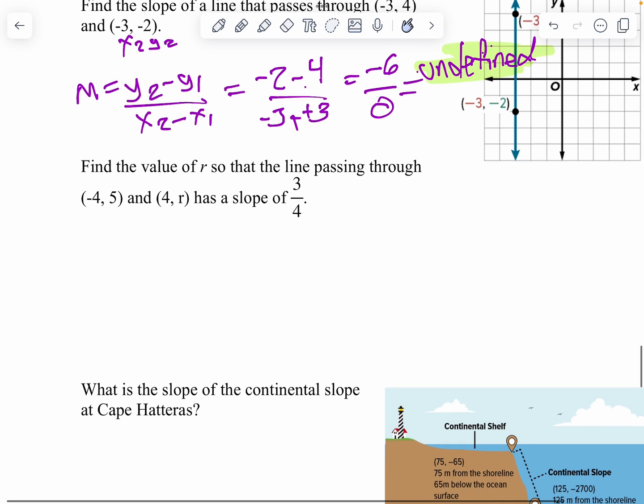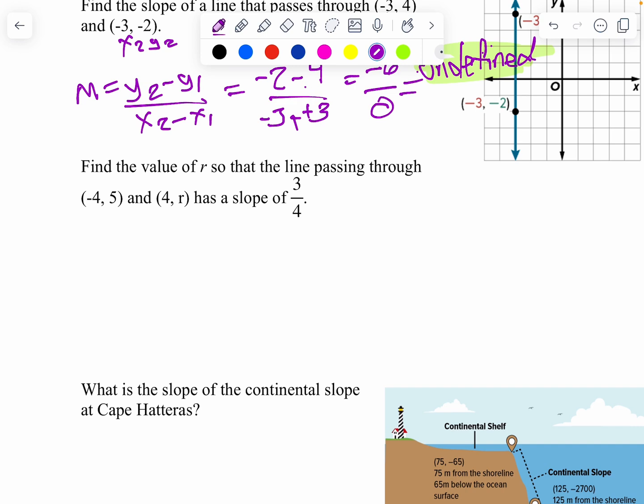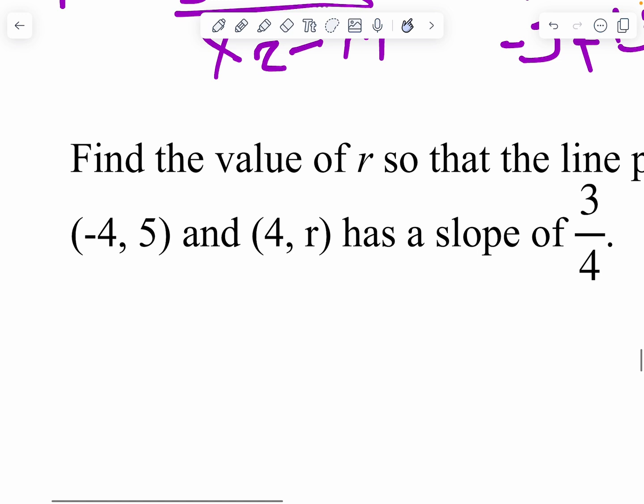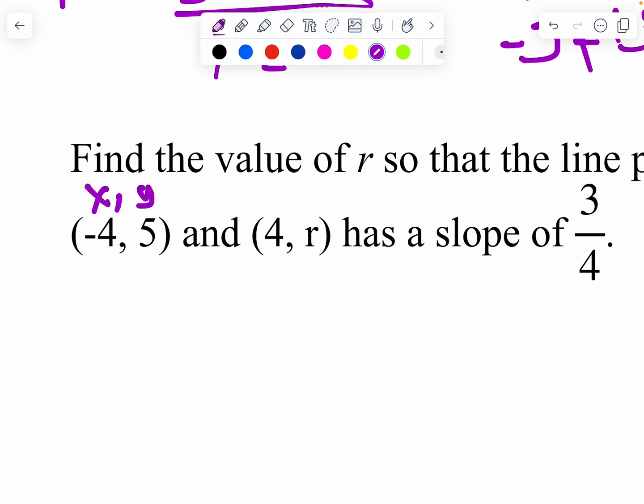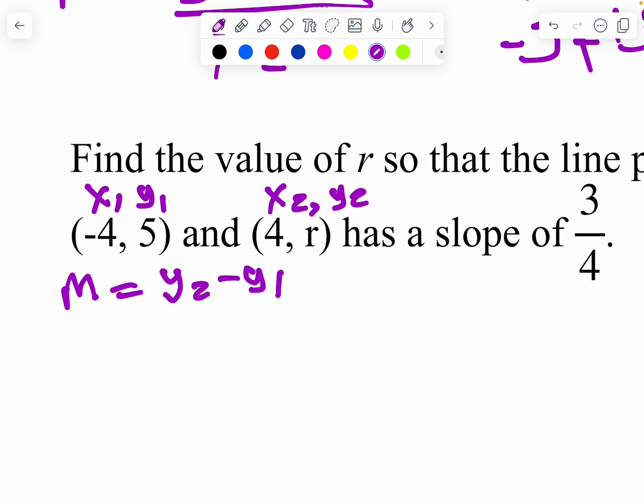Now let's take a look at our next example here. I want to find the value of r. Oh, a little backwards this time. I'm given the slope. I want to find what one of the coordinates is. Don't let that confuse you. We still do it the same way. I'm going to blow this up a little bit so it's easier to write above there. So x1, y1, x2, y2. So I know my slope is y2 minus y1 over x2 minus x1.